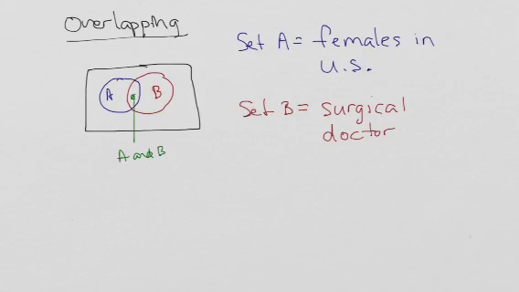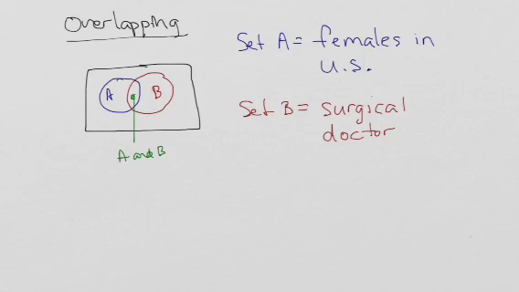And the last kind here is an overlapping set, which is probably the one you're most familiar with. You've probably used this in English class or something like that. And again, that's when members of the two sets could possibly overlap but don't have to. So for example, set A, those are females in the United States. So that's a bunch of you. You're a female, you're in the United States. So you'd land in that category. Set B would be a surgical doctor. All right? Those could be male or female.